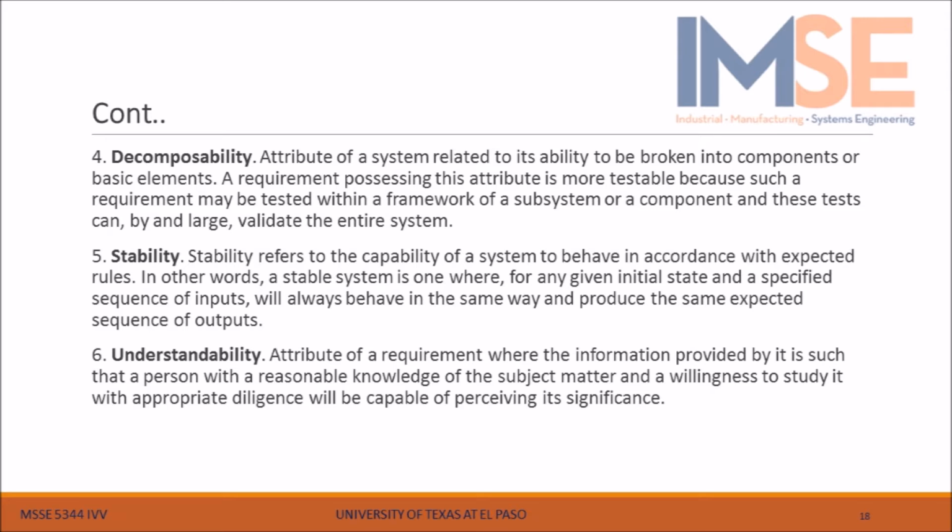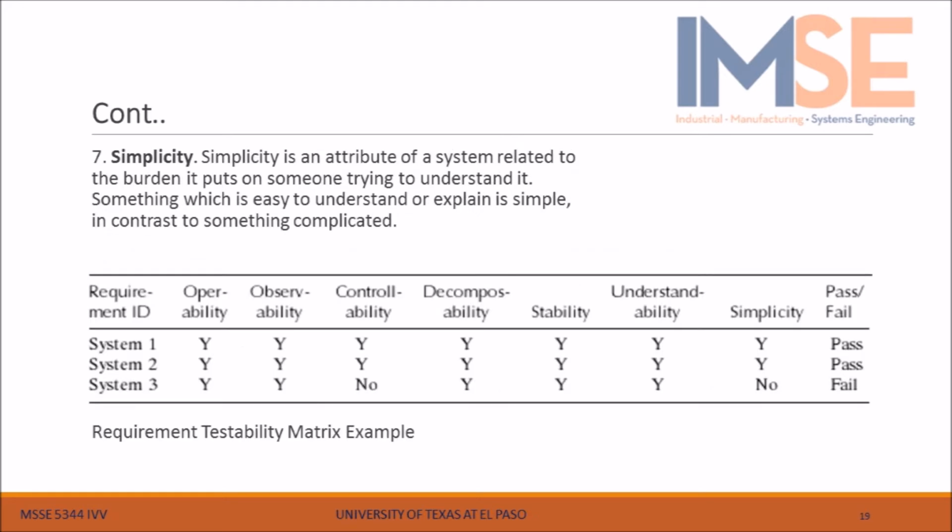Understandability. Attribute of a requirement where the information provided by it is such that a person with a reasonable knowledge of the subject matter and a willingness to study it with appropriate diligence will be capable of perceiving its significance. Simplicity. Simplicity is an attribute of a system related to the burden it puts on someone trying to understand it. Something which is easy to understand or explain is simple, in contrast to something complicated.